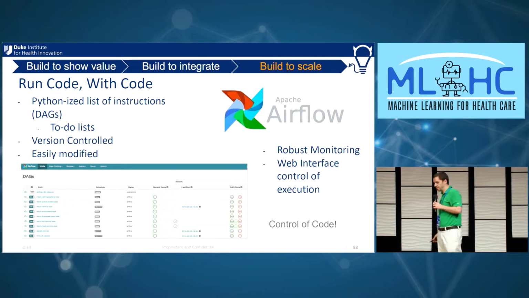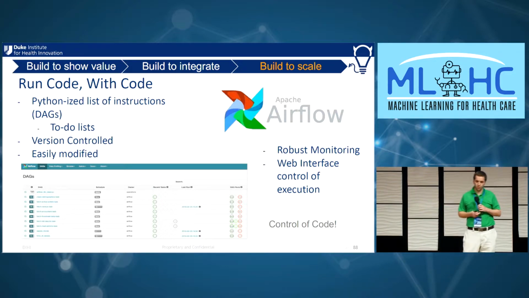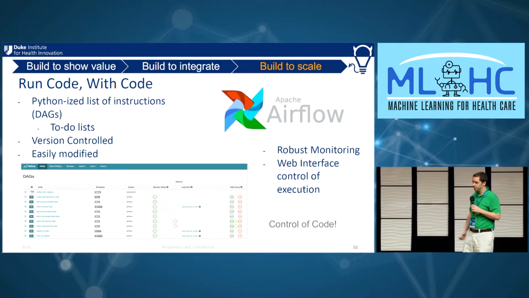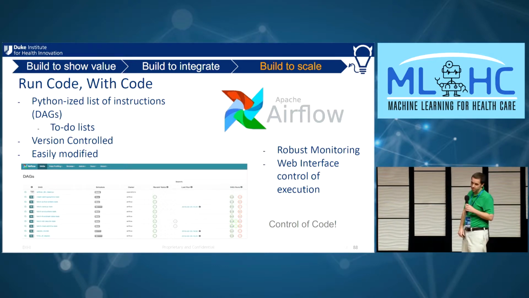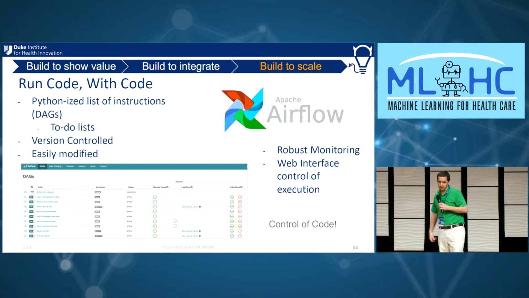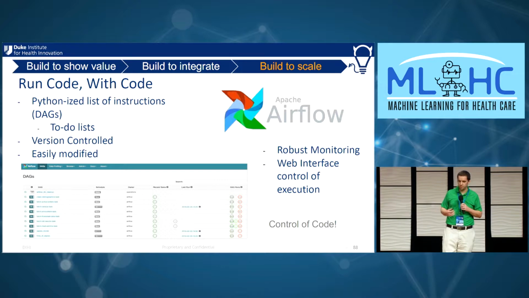If Docker is giving us control of our environment, Airflow is giving us control of our code. Airflow uses these things called directed acyclic graphs. You can think of them as to-do lists for code. These are the things I need to execute at this time to make sure that my model gets run or my data gets extracted and cleaned. These are all codified. They're version controlled.